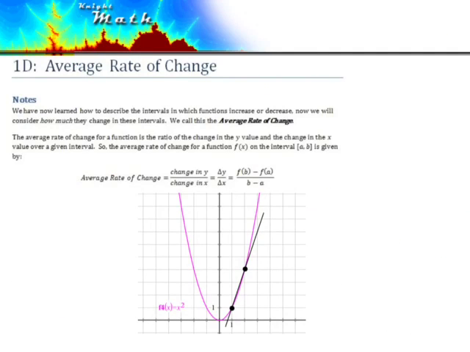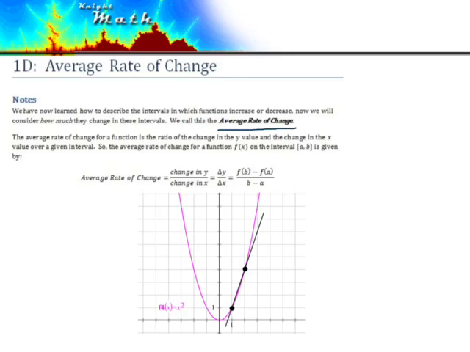Let's take a quick look at what we call the average rate of change of a function. We've talked about how we describe intervals as being increasing or decreasing. For example, here we have a decreasing interval from negative infinity up to 0, and then this purple function here from 0 to infinity is increasing. Now we want to describe how much it's changing, so we call that the average rate of change.